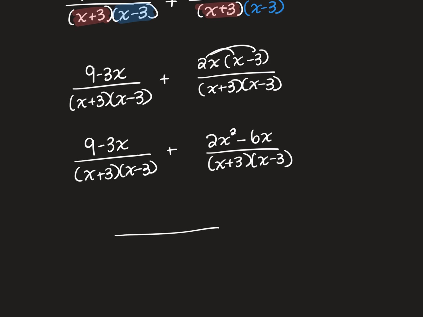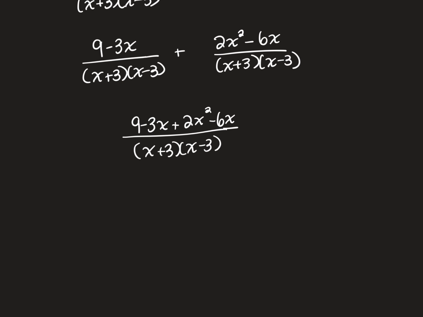And then let's go ahead and combine the two fractions. So I have 9 minus 3x plus 2x squared minus 6x. And then, of course, we need to combine like terms. So in that fraction, in my numerator, I have 2x squared, and then I have negative 3x minus 6x is minus 9x, and then plus 9.